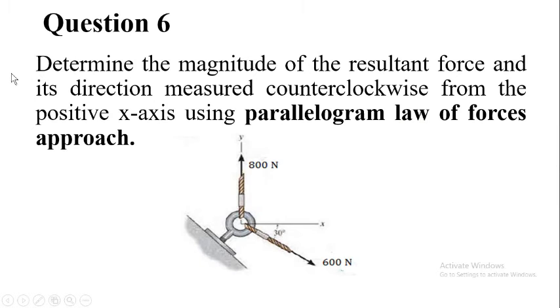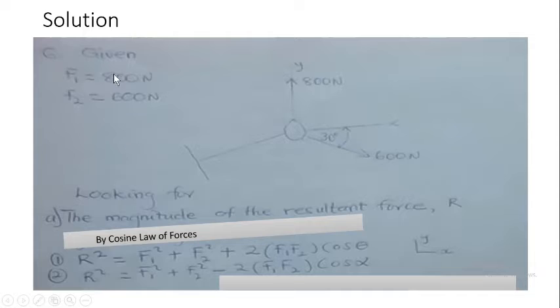Now let's take a look at this question and solve it. The question reads, determine the magnitude of the resultant force and its direction measured counterclockwise from the positive x-axis using parallelogram law of forces approach. Now this is our diagram. We've been given two forces, F1 equals 800 Newton, then F2 equals 600 Newton.